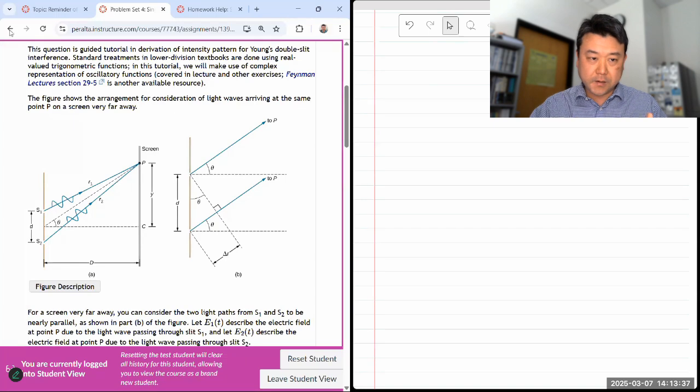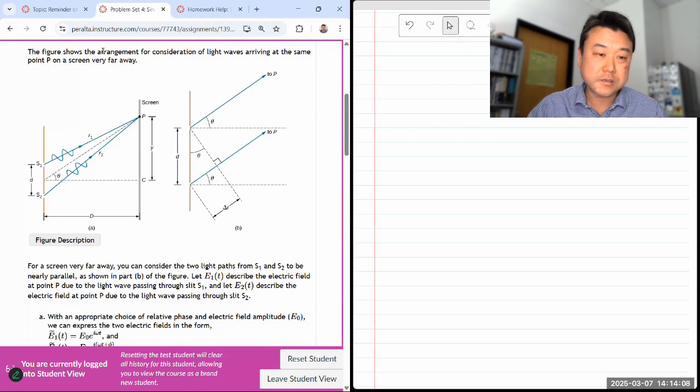So I already read the first sentence. Let me read the second sentence, and I'll just read it through until there's a question for me to answer. Standard treatments in lower division textbooks are done using real-valued trigonometric functions. In this tutorial, we'll make use of complex representation of oscillatory functions covered in lecture and other exercises. Feynman lecture section 29.5 is another available resource. It's the only written available resource.